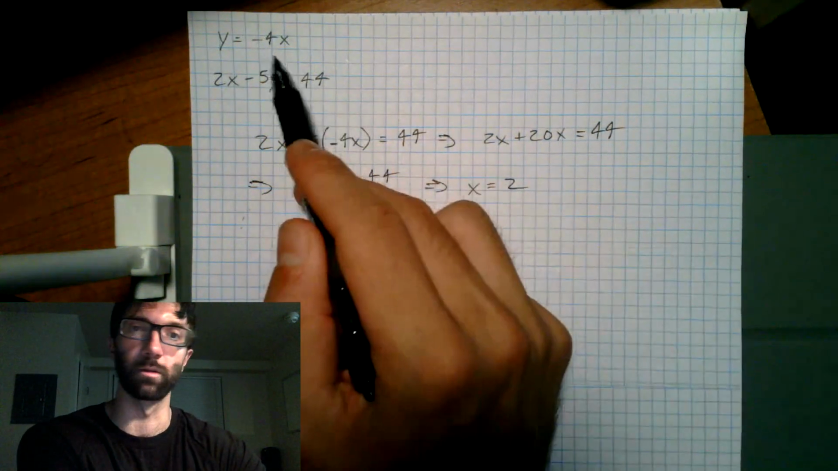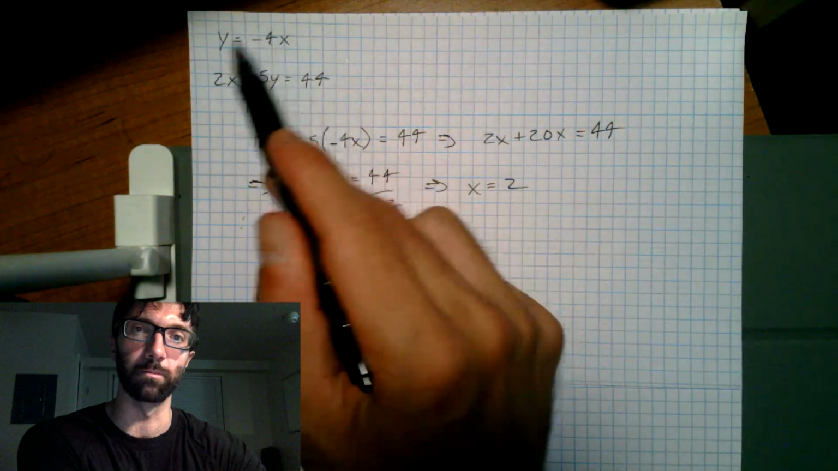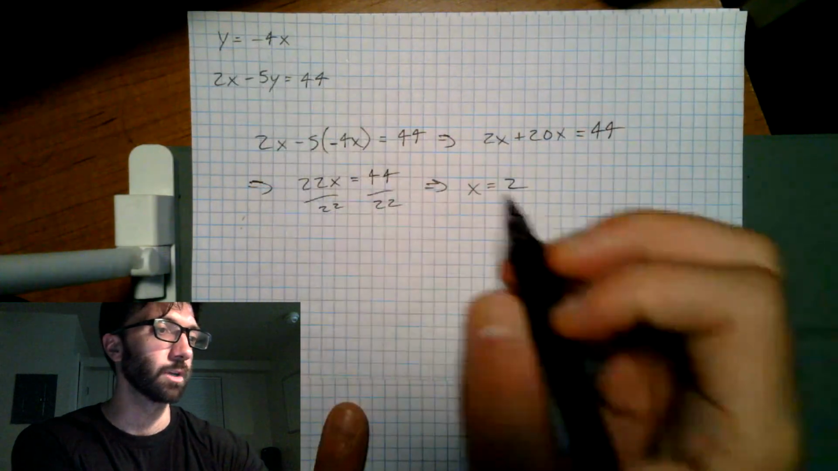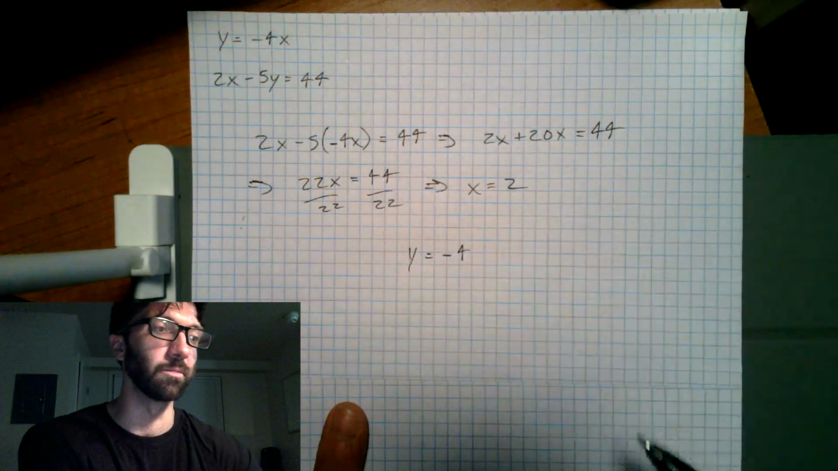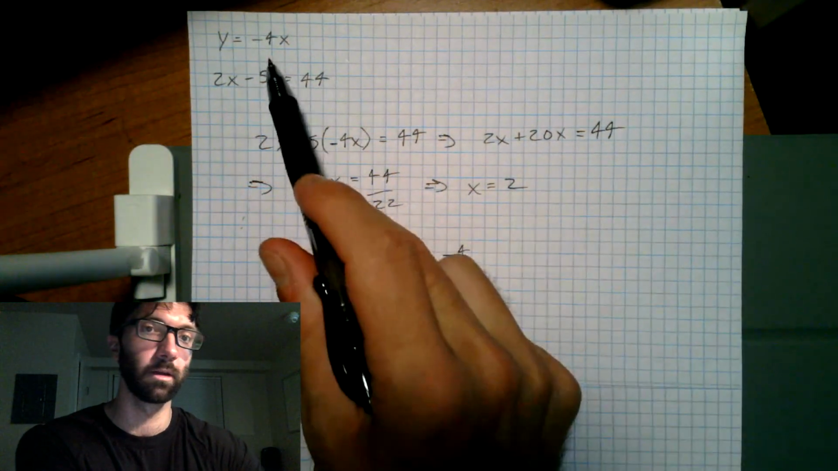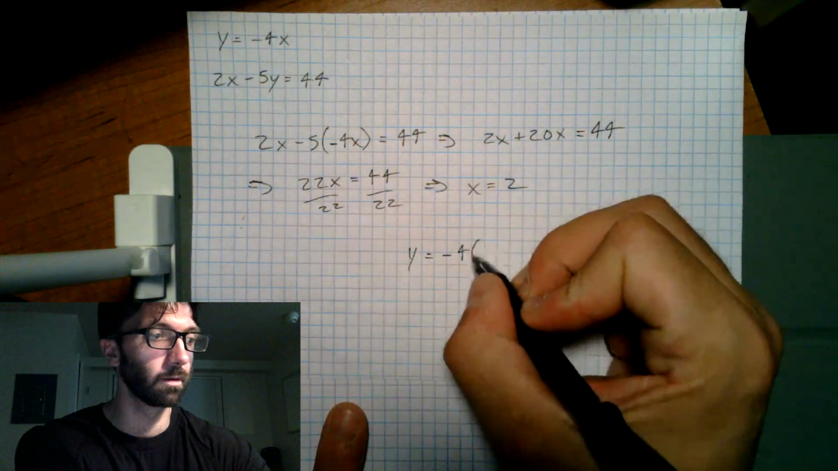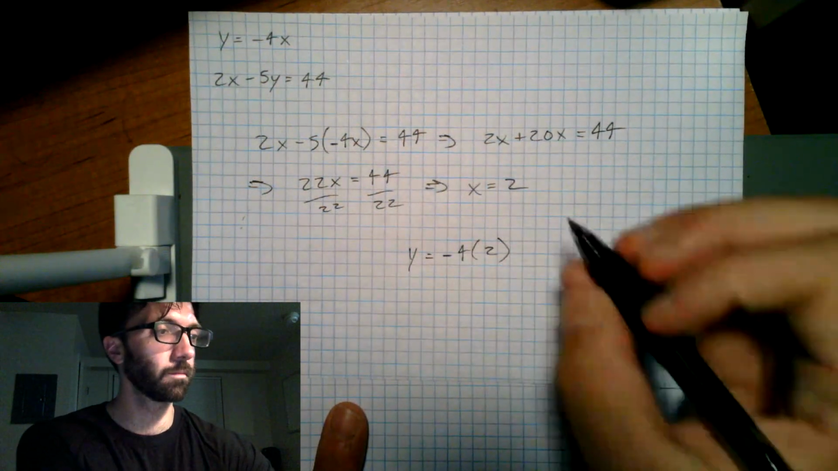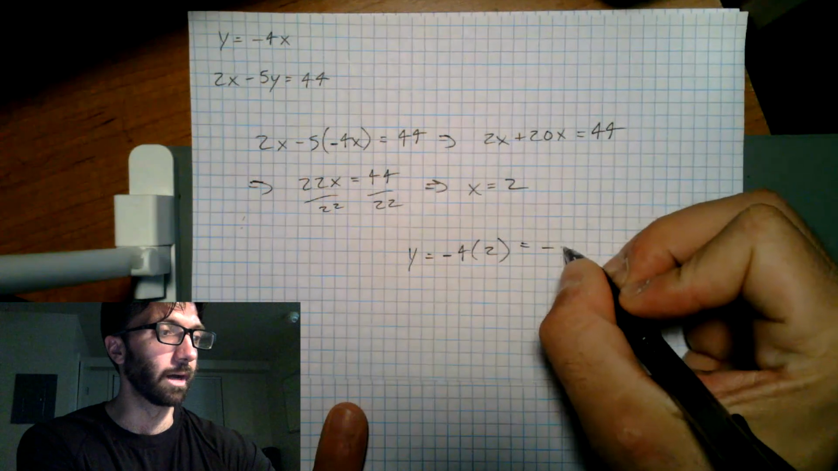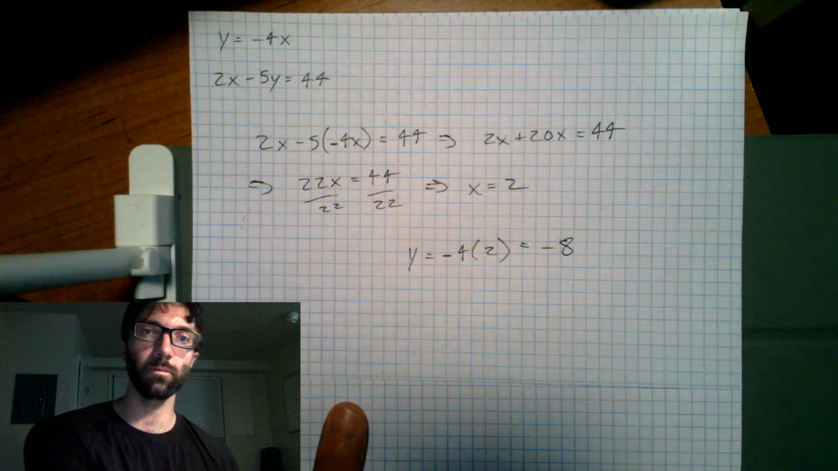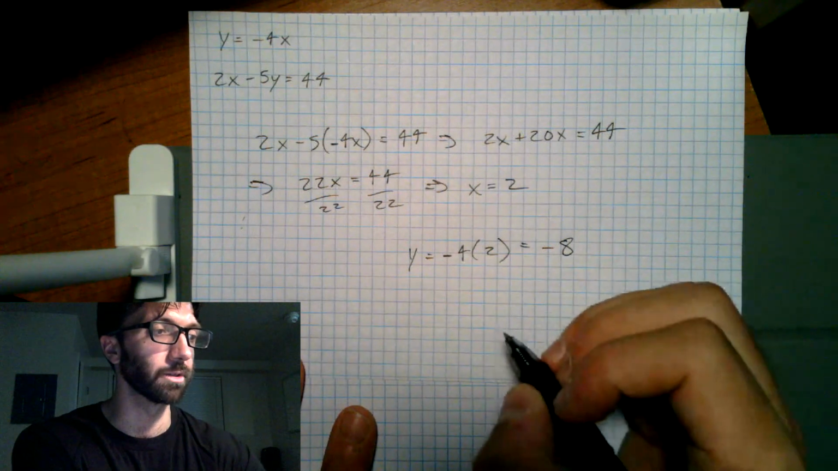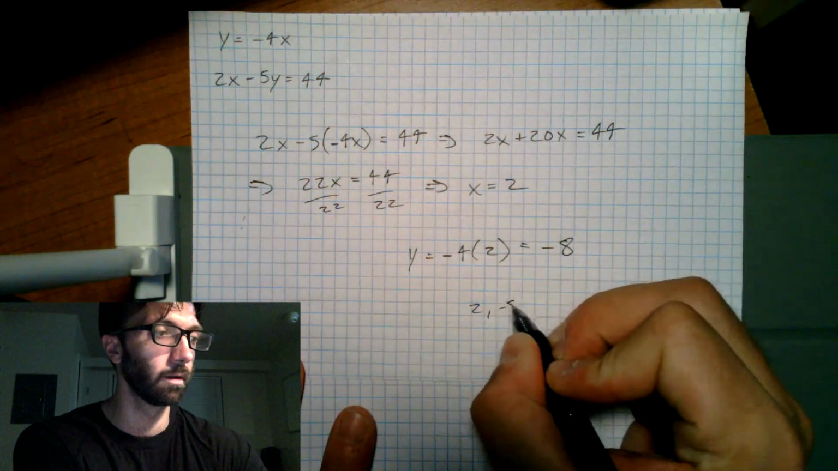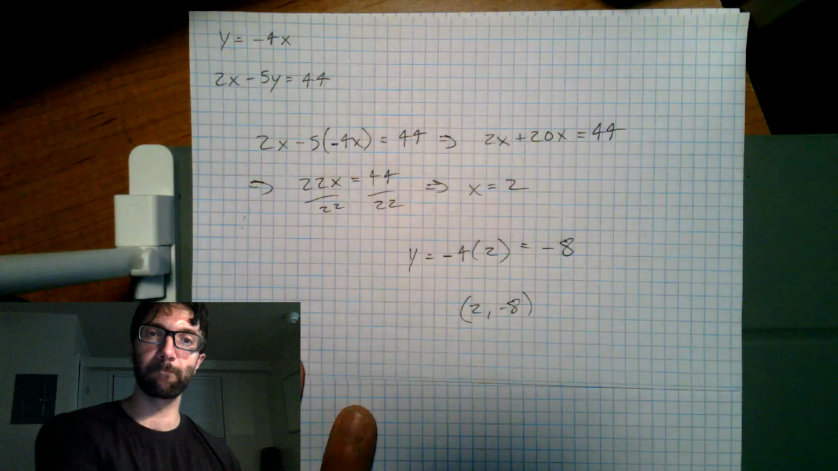So this one, again, looks less complicated. So I know that y equals negative 4 times whatever x is, but I know that x is 2. And so I see that y is negative 8. And then again, I'll write my solution as the ordered pair 2 comma negative 8.